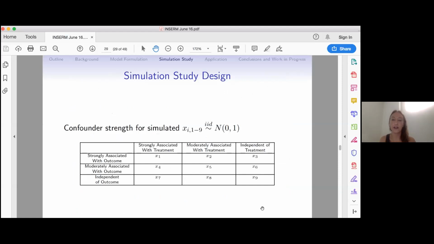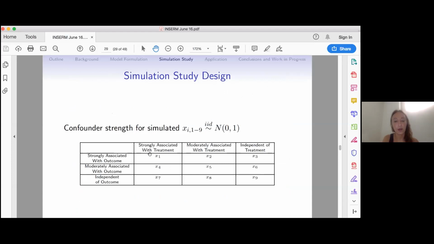All right, so let's evaluate these via simulation. We use a very common simulation study design found in the literature. So we have varying confounder strengths for 9 simulated covariates.